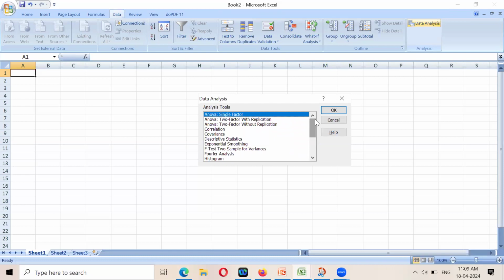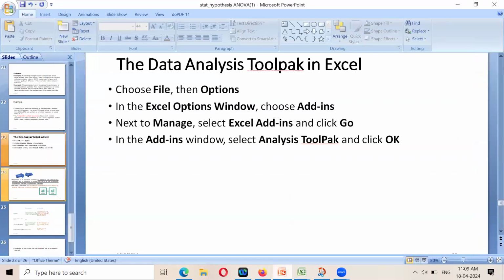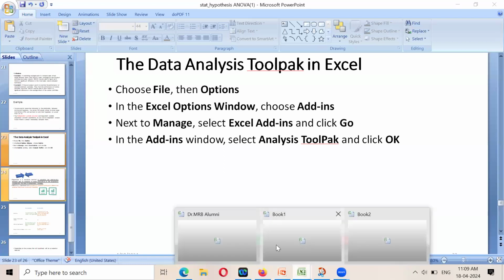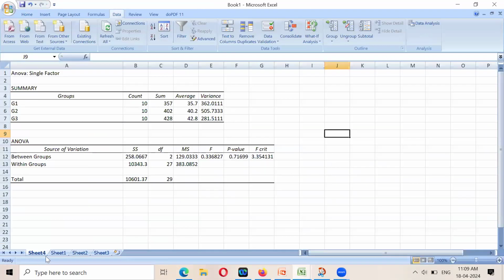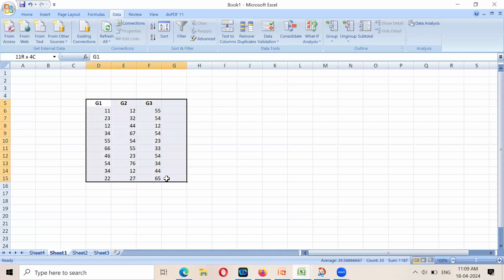Now, how to do that? We'll just take an example over here. In Book 1, I have simply taken Group 1, Group 2 and Group 3. Randomly I have put 10 values in each group. I know these values are very small, but we'll just see how to apply ANOVA on these values.